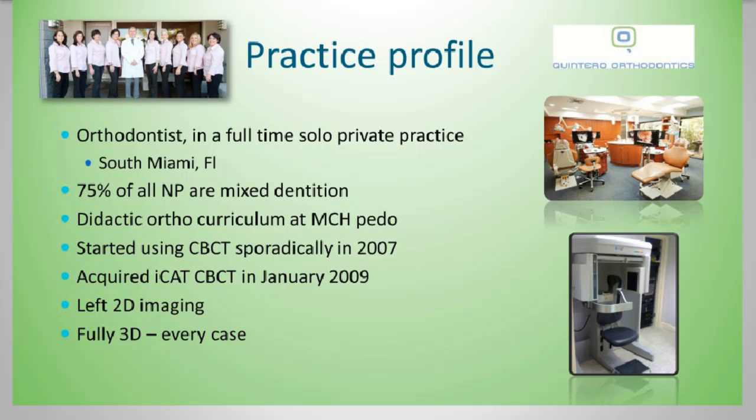I started using 3D imaging, known as CBCT, sporadically in 2007 on some isolated, more complex cases: impacted canines, orthodontic surgery cases, TMJ cases. And in 2009, I quickly converted completely to 3D imaging. I acquired our first iCat machine. At the time, it was a very symbolic mark in my practice because at that moment we got rid of our 2D imaging system, our Panorex and our cephalometric machine, and we went fully in with 3D on every case.